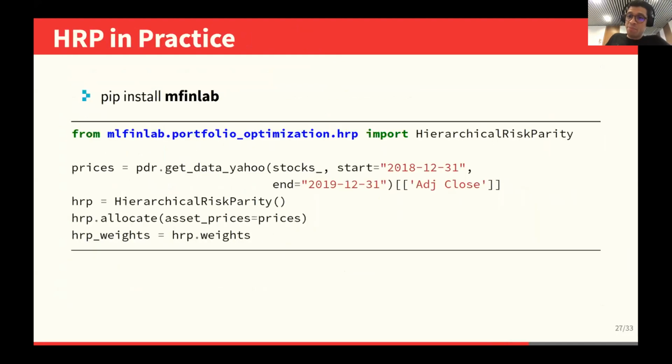So in practice, there is a package in Python called mfinlab, which has implemented this idea, this hierarchical risk parity idea. Oh, and I should mention that hierarchical risk parity became so famous that there are already many extensions to this technique.